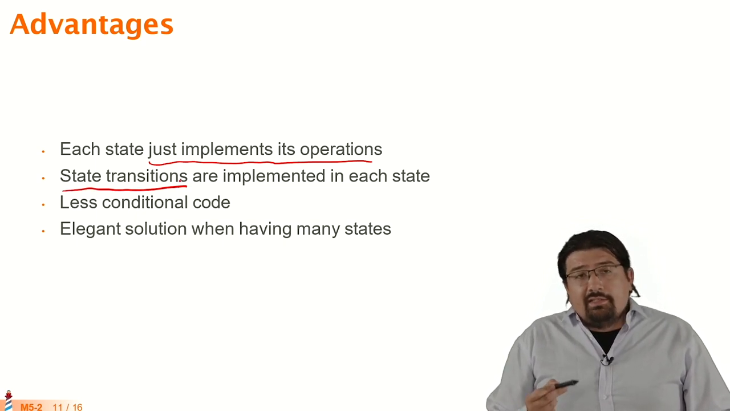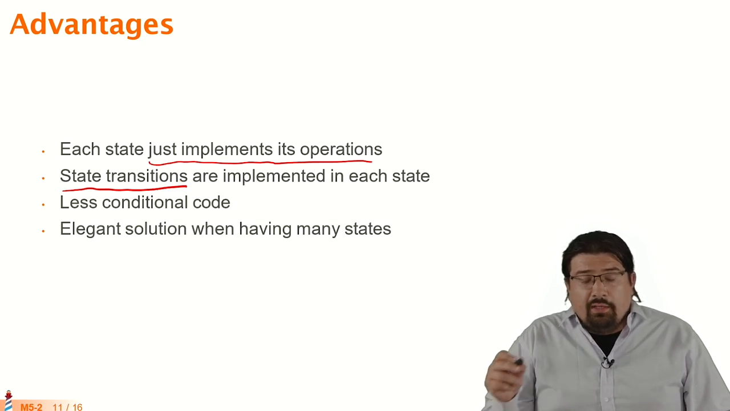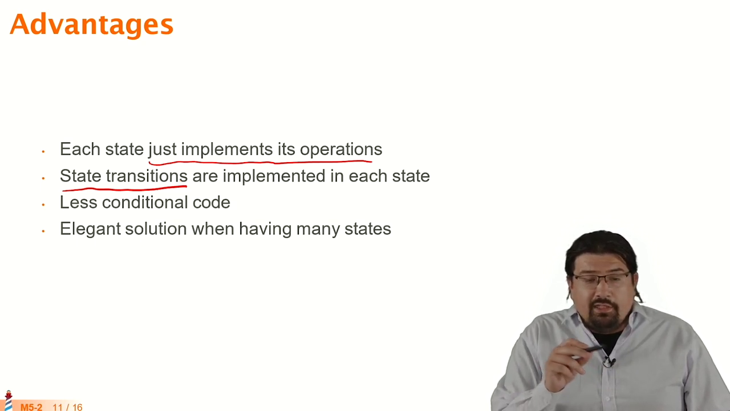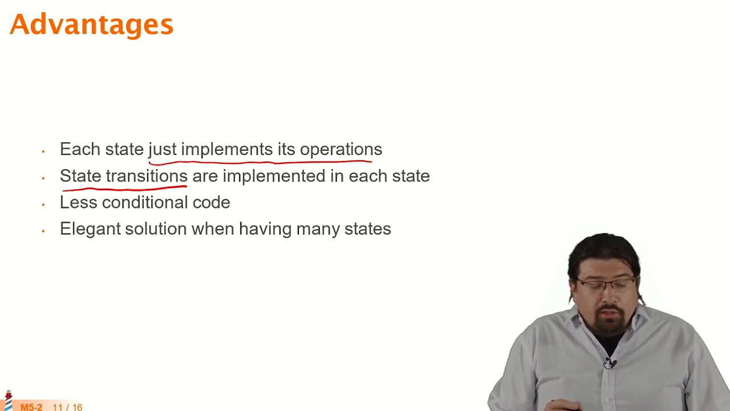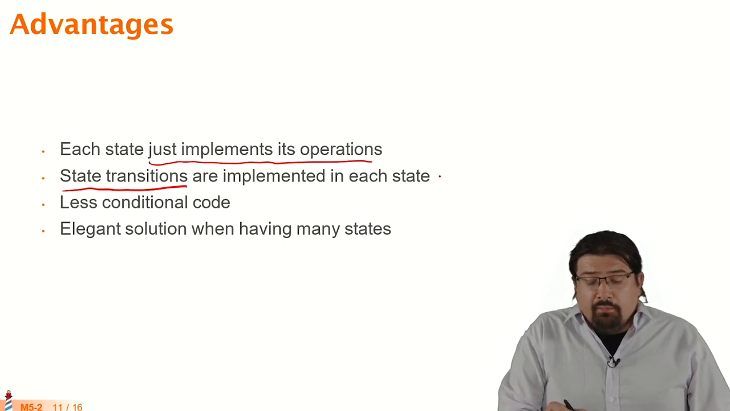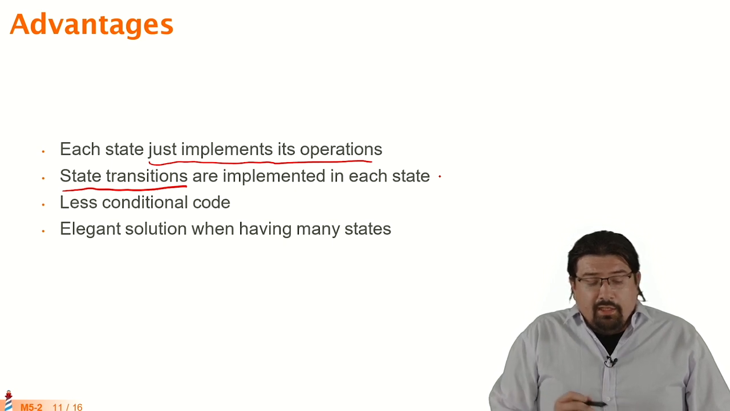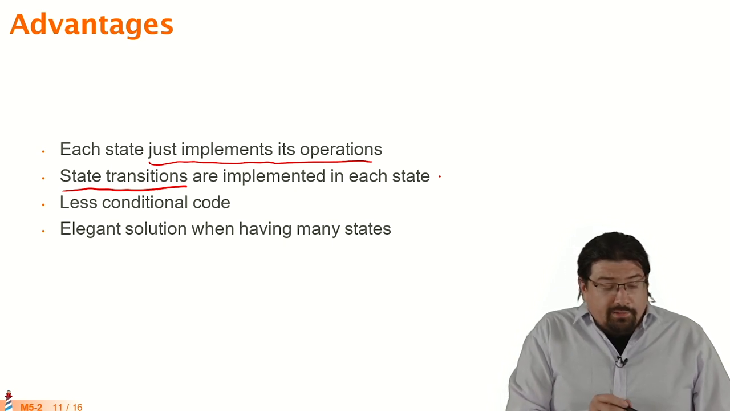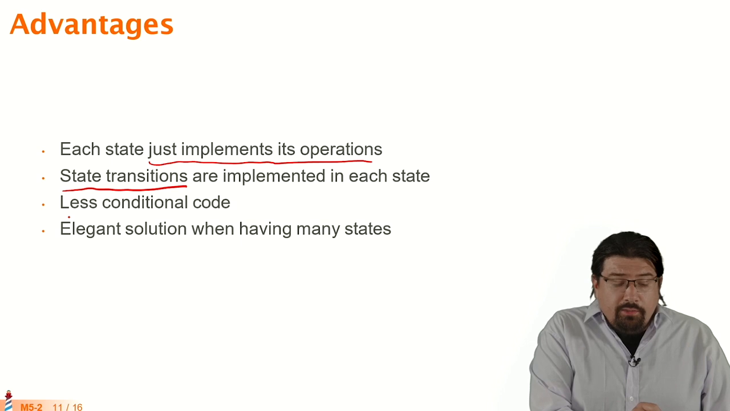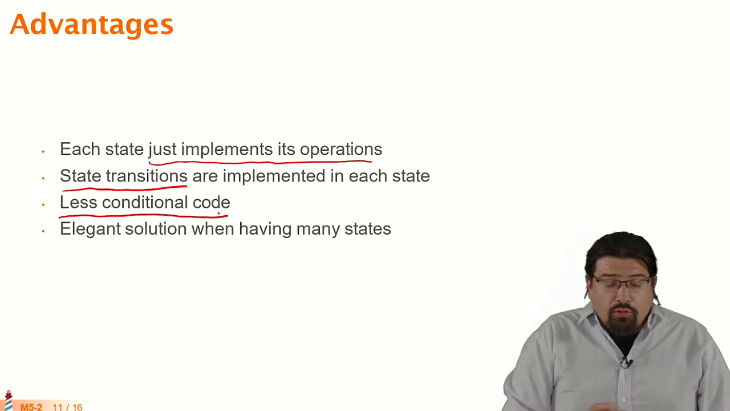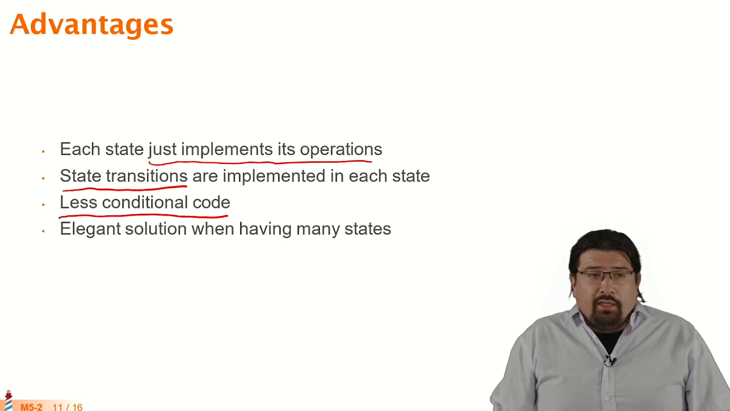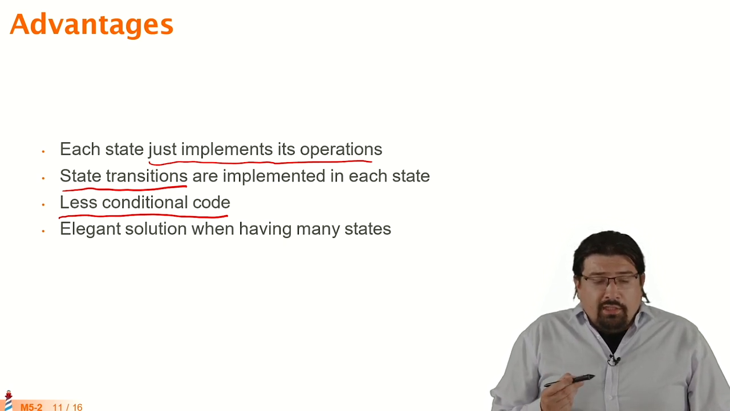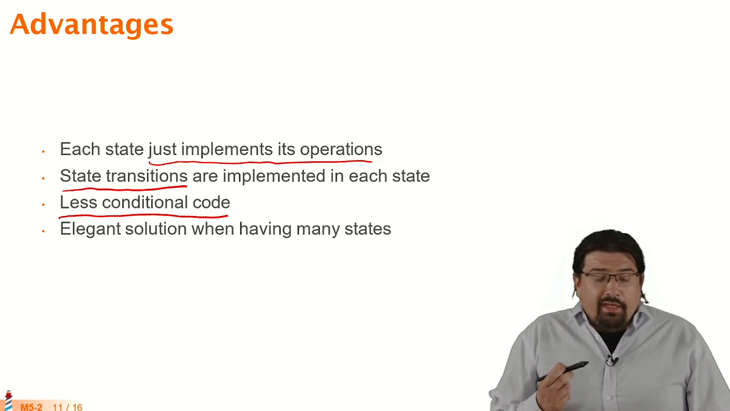That in this case is simple, and we have circular state transitions. We go from one state only to the next one and so on, but this could have been more and more complex. It gets easily more and more complex. We also have less conditional code. We are using much more delegation. We are using the idea of tell, don't ask.